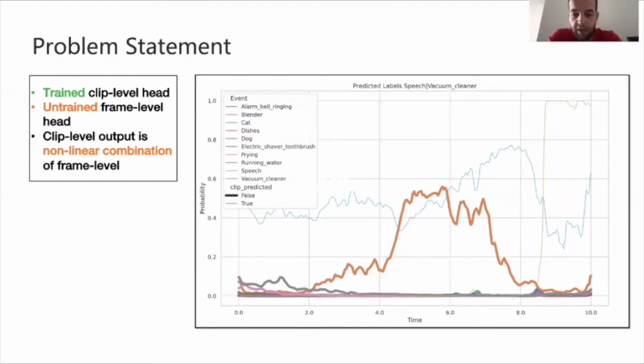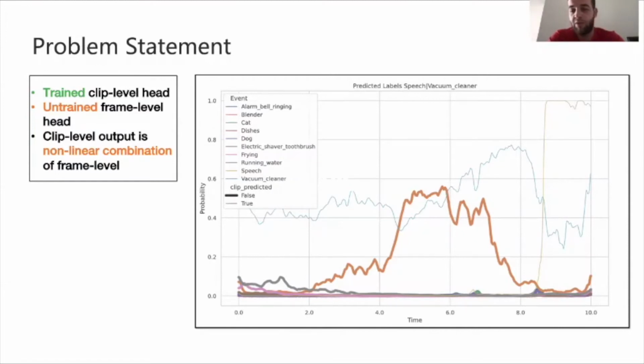So here we see an example of this behavior. We have two labels, speech and vacuum cleaner, denoted in blue and yellow, which are the frame level outputs and also the only two clip level outputs that are predicted by our model here. But there are also other labels. For example, Blender is also predicted sometimes with a probability higher than 50%, but the clip level head is actually not predicting this label. So it's arguable: is that label really present or not?